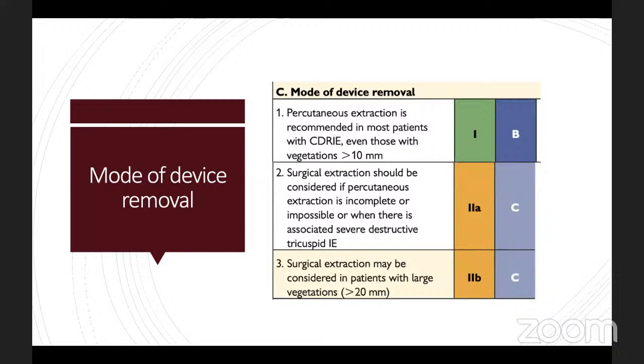Mode of device removal: percutaneous extraction is recommended in most patients with cardiac device-related infective endocarditis, even those with vegetation more than 10 millimeters. Surgical excision should be considered if the percutaneous extraction is incomplete or impossible, or when there is associated severe destructive tricuspid infective endocarditis. Surgical extraction may be considered in patients with large vegetation more than 20 millimeters.